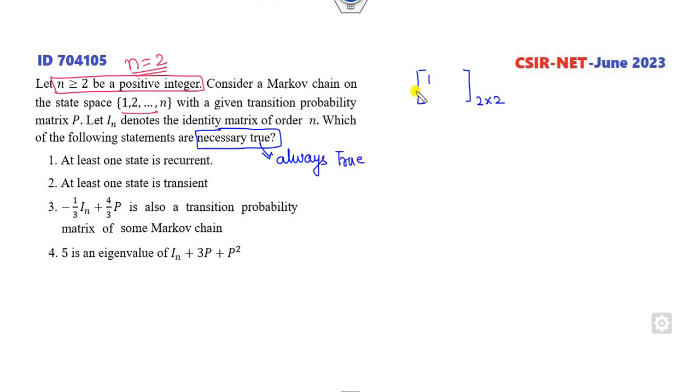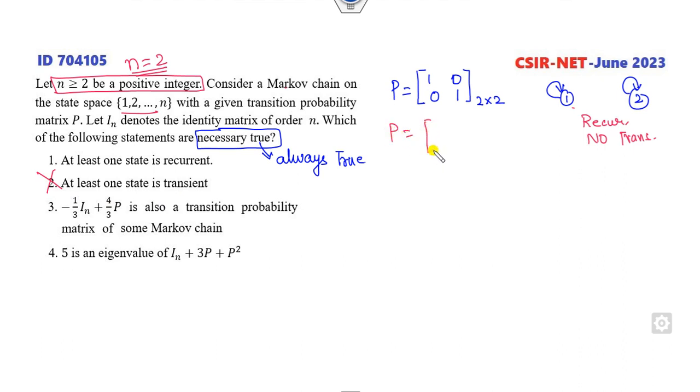So look at that. If I consider the matrix here as 1, 0, 1, 0, what is the TPM? If I consider states as 1 and 2, then it will be like this. Fine. So 1 and 2 are both recurrent states, but there is no transient state. So look at that, the second option is cancelled out. At least one state is transient, this option is cancelled.